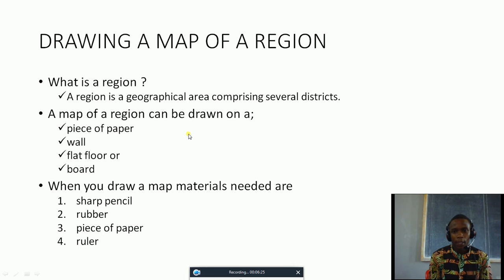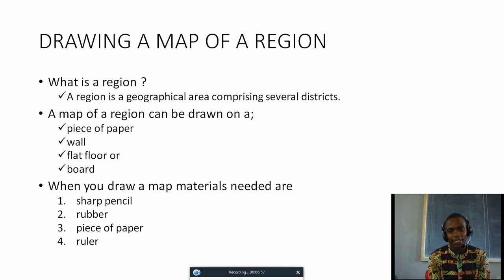Okay, now let us discuss drawing a map of a region. First, to know what is a region. What is a region? Anyone to help us define the term region? Any volunteer? Okay, well, welcome.